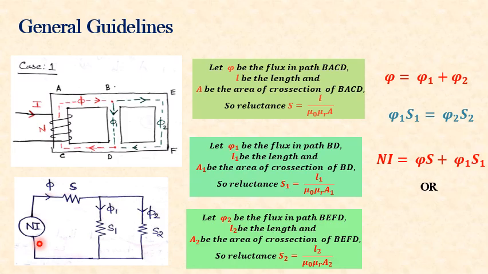Or considering the outer loop alone, Ni can be written as Ni equal to phi s plus phi 2 s2. So these are the four basic equations that are required to solve the numerical on a parallel magnetic circuit. So always remember that the flux in the length where the coil is wound must be taken as phi.